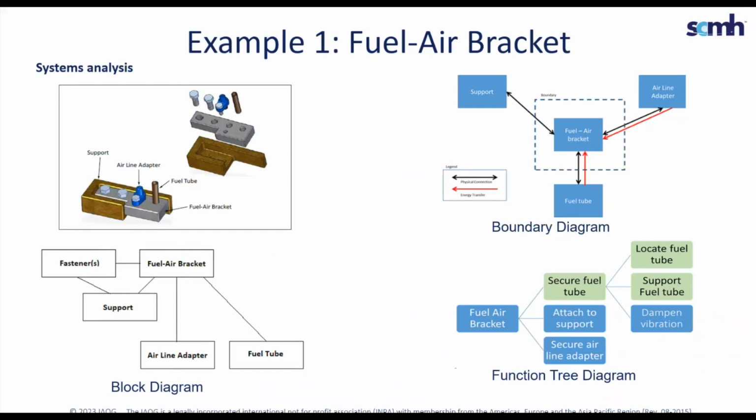The last type of diagram introduced here is the function tree diagram. Here, the product function is broken down in steps or levels that can be discussed in terms of primary function, first level, main function, and secondary function, the second level, or additional functionality. And all these diagrams are showing how the fuel air bracket is set up in our example 1.